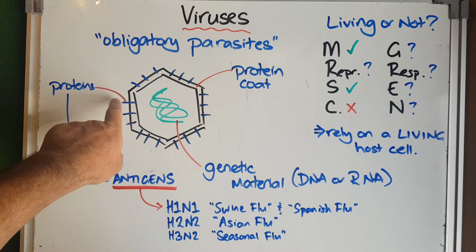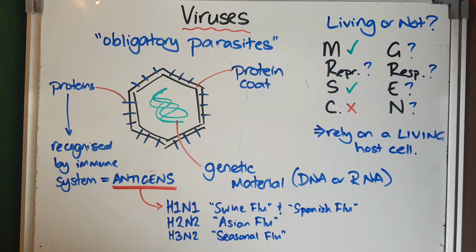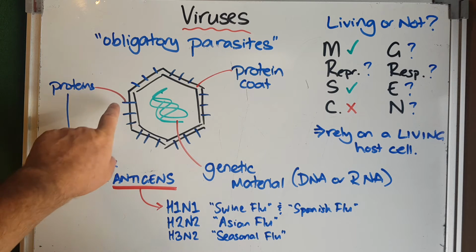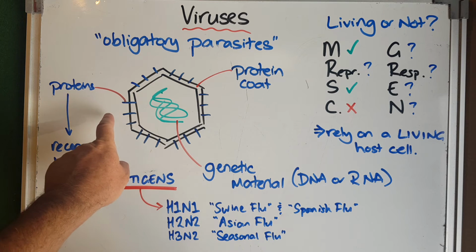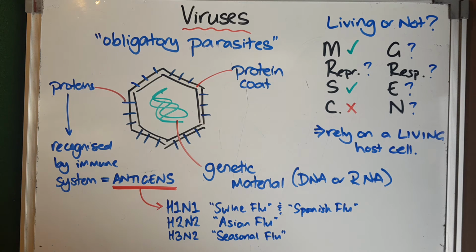Now, these proteins on the outside are what help our immune systems recognize these viruses if they are parasites, if they are pathogens, if they cause disease. So our immune system can recognize these things, and when it does, it triggers an immune response. We call these things antigens, and they are recognized by antibodies, something our body makes to fight disease.